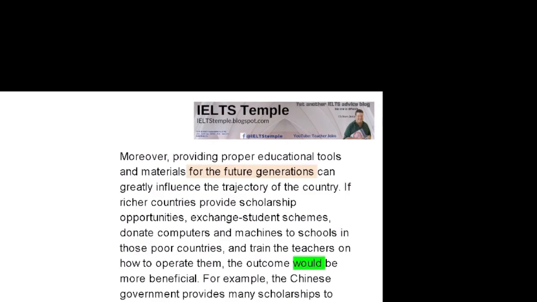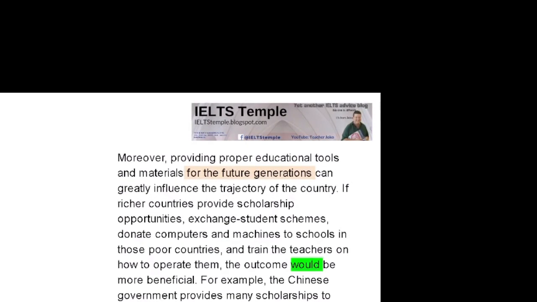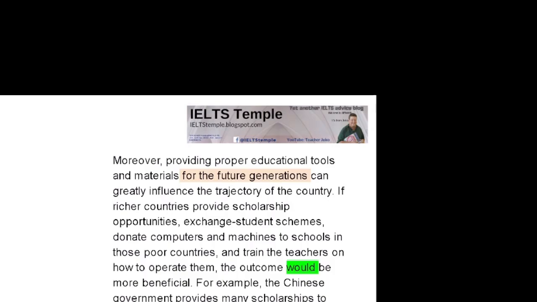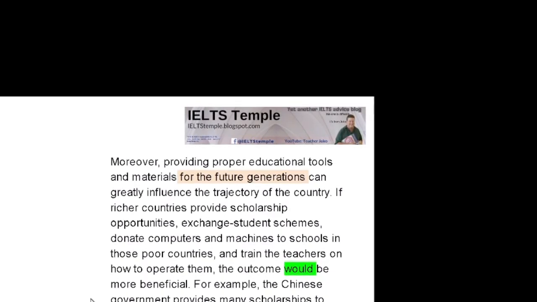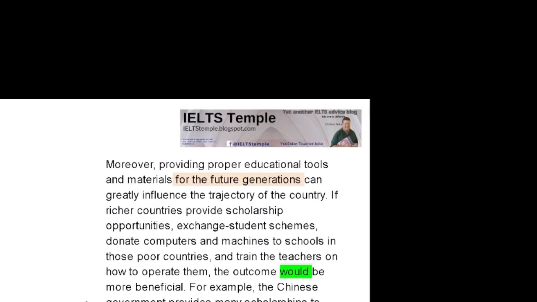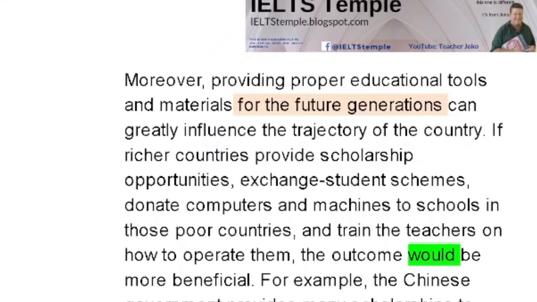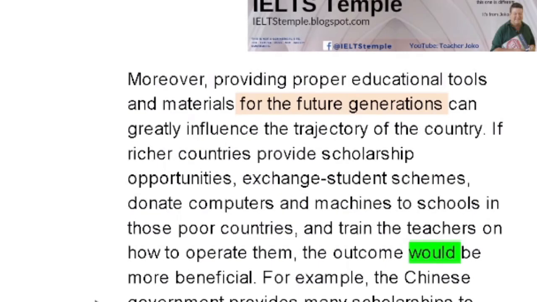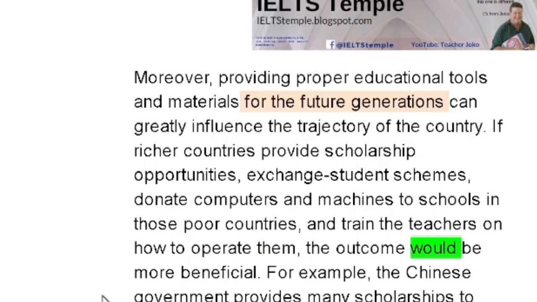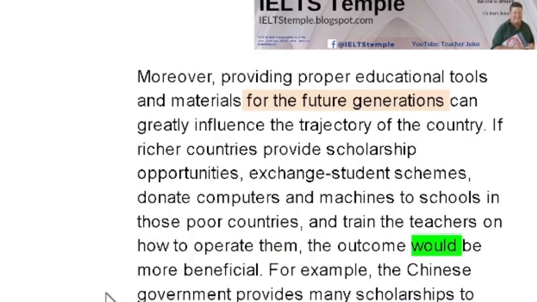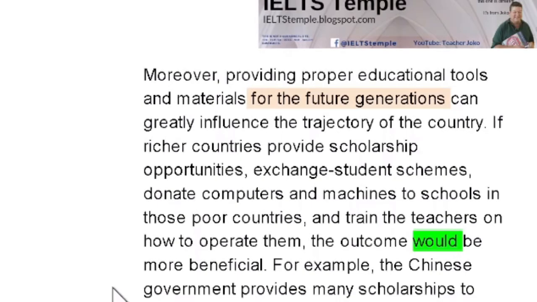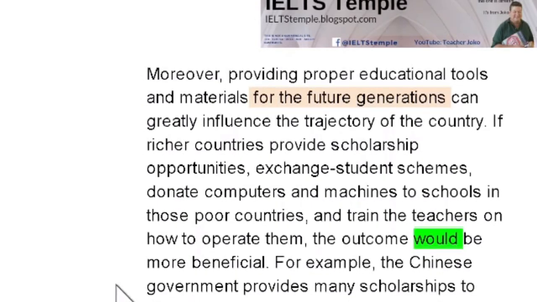I didn't feel it. Moreover, oh my, don't start a paragraph with moreover. You're setting yourself up. Remember, moreover needs to be in addition and more importantly. That's what moreover means. But not just any more importantly, but significantly more importantly. So much more importantly that the first thing I was talking about isn't really that, and it can't hold a candle. Not even close. However, moreover, providing proper educational tools and materials for the future generations can greatly influence the trajectory of a country. Yeah, see, that's not. Giving people better pencils and desks and computers is probably not more important than law and order. So, moreover, don't use moreover there.